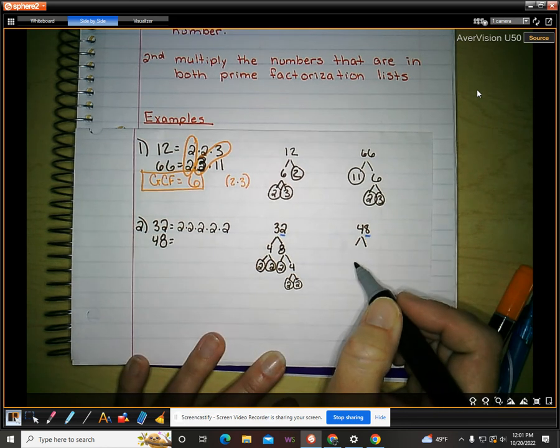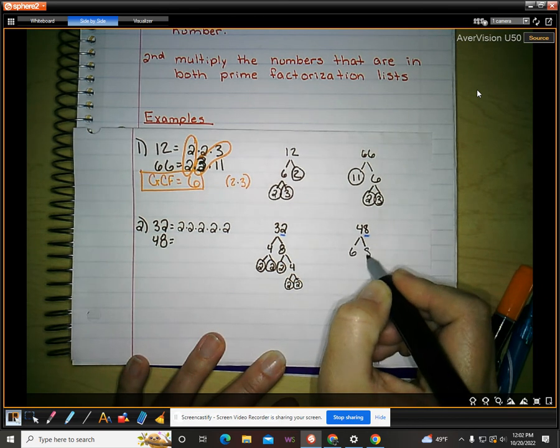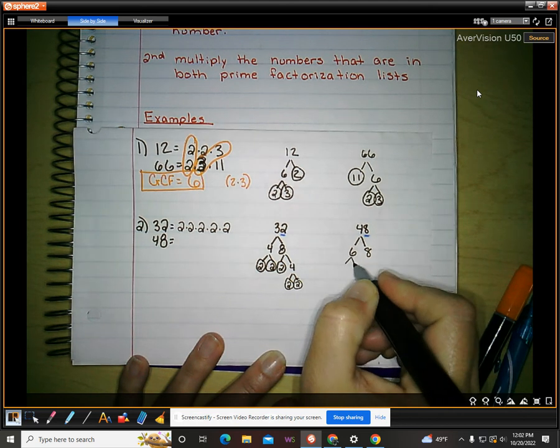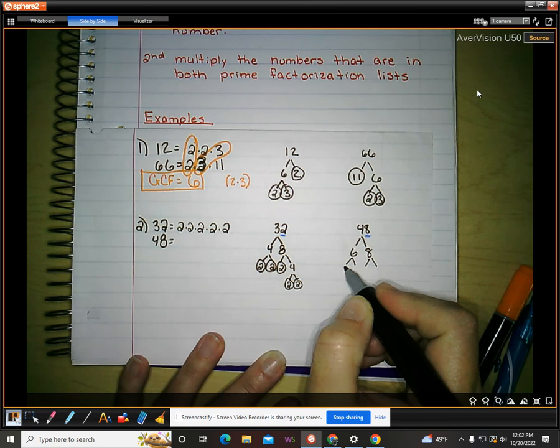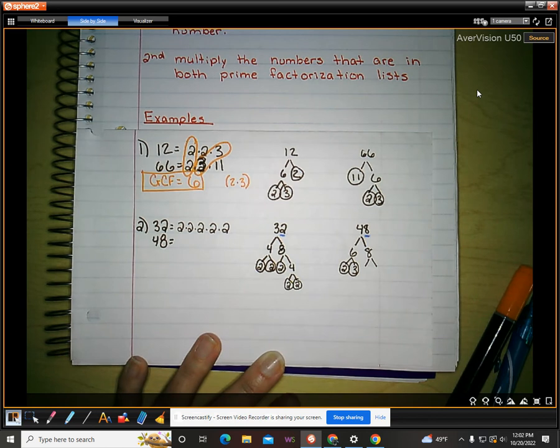48. What can we multiply to get that? Jordan? 6 and 8. I was thinking 12 and 4. Okay. 2 and 24. It doesn't matter how you started as long as it actually gives you 48. Neither of those are prime. What can we multiply to get 6? Jordan, 2 and 3. You're on a roll. Those are both prime, so we're done there.